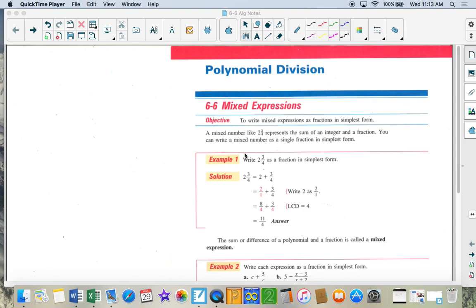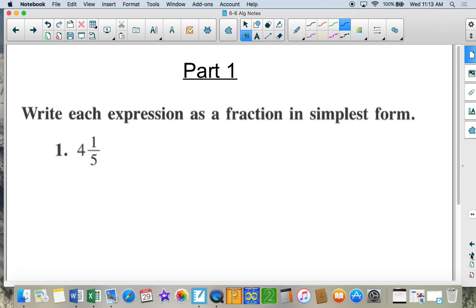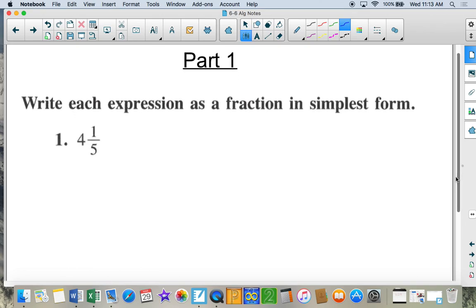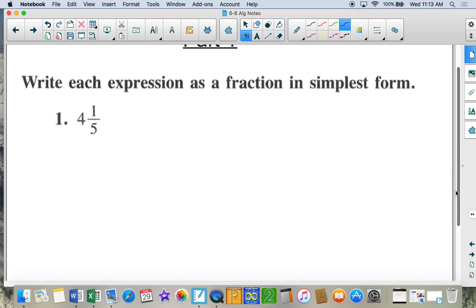Today we're going to learn section 6.6, mixed expressions. So we're going to start out relatively simple, writing each expression as a fraction in simplest form. So we want to write that as a rational number, that is the quotient of two integers.